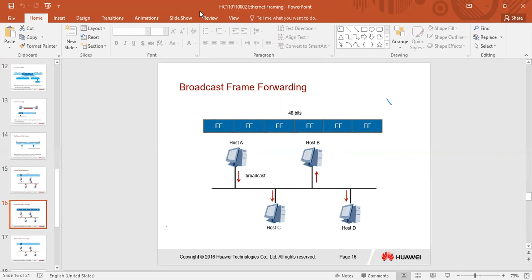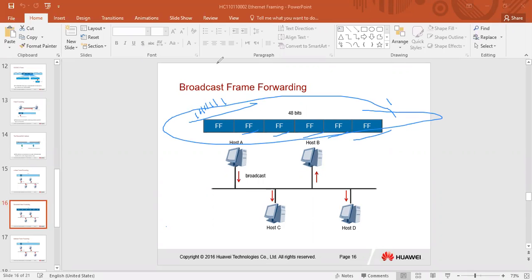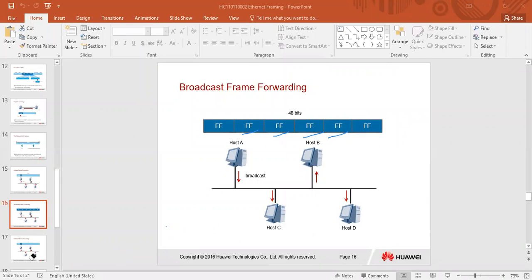How will the network identify that the frame is a broadcast? It is not a human being. If all bits are 1, 1 1 1 1 1 1, all bytes are 1 1, then the network identifies that the framing is broadcast. And the next one is multicast.